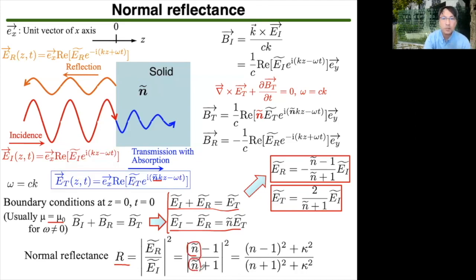For nearly transparent materials, the real part n is nearly 1 and the imaginary part kappa is nearly 0, which leads to a normal reflectance of nearly 0. On the other hand, even if the real part is nearly 1, the normal reflectance becomes larger when kappa is larger.